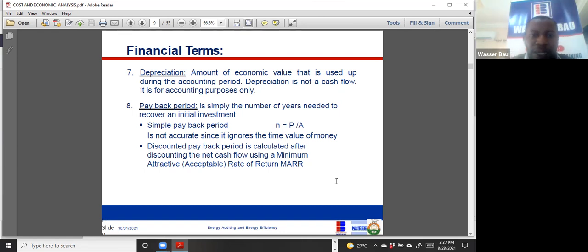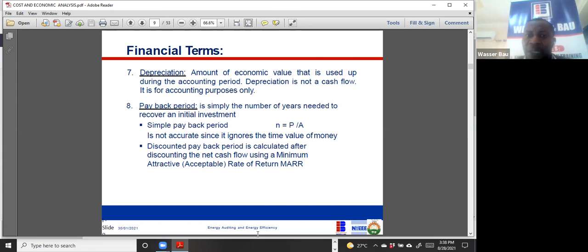Then next one, we have payback period. What is payback period? It's simply the number of years needed to recover an initial investment. The simplest way, which is the straight line method of payback period, is just to say the present investment, P, or the present value, over the annuity. If I borrow 100 naira and every year I'm getting 20 naira, the payback period will be 100 over 20, which gives you 5. So it means the payback period is 5 years.